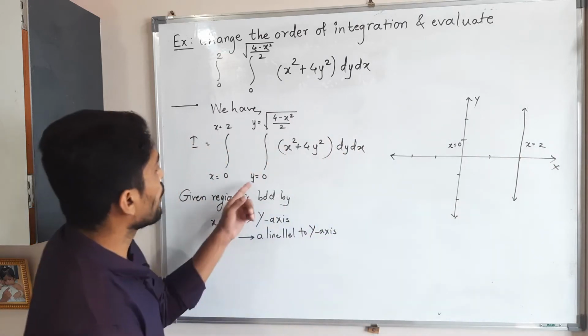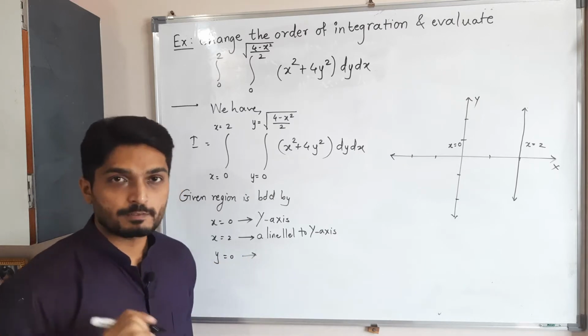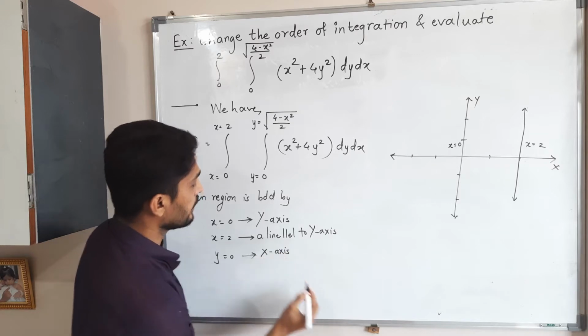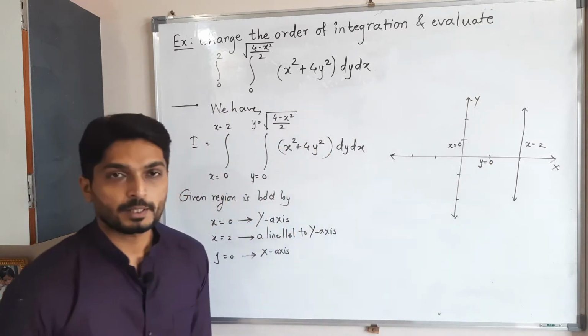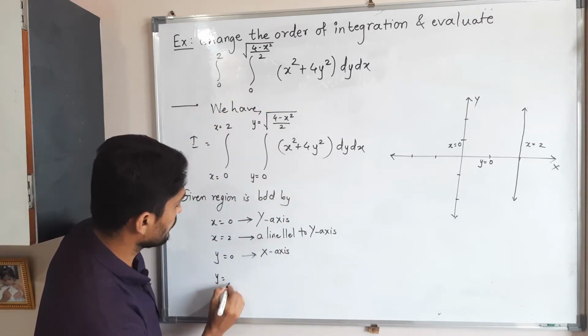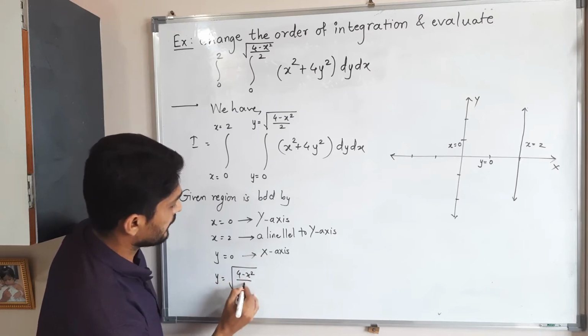Next is y is equal to 0. As you know, y is equal to 0 is the equation of the x-axis. So here I will mention y is equal to 0, correct? And let us think about the last, that is y is equal to root of (4 minus x square) by 2.